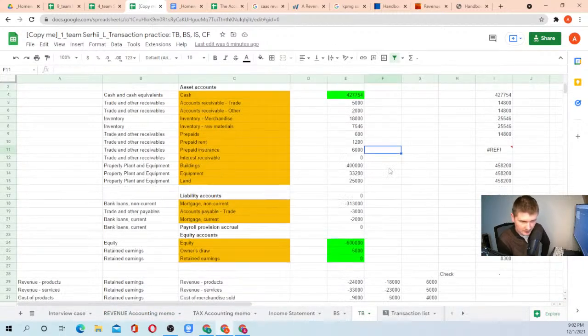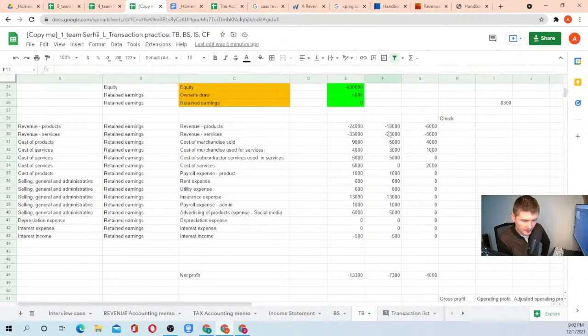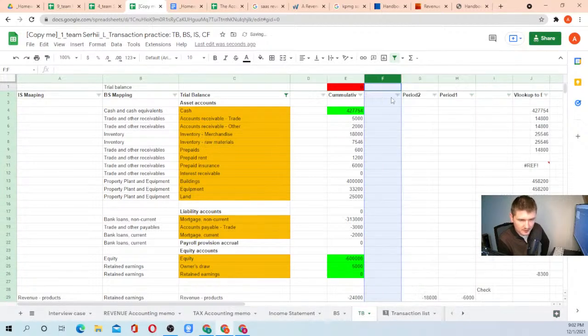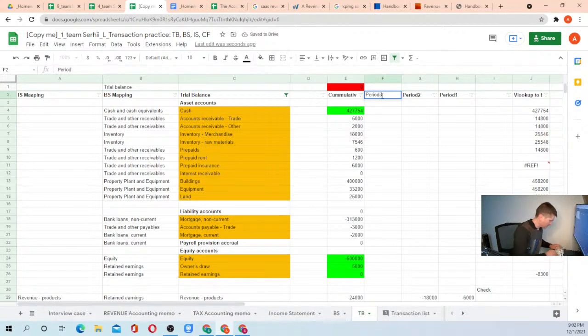Let's see what I have here. Okay, in my trial balance I have different periods for income statement, but no different periods for balance sheet. So I will do that right now, and you will be able to repeat that in your files.